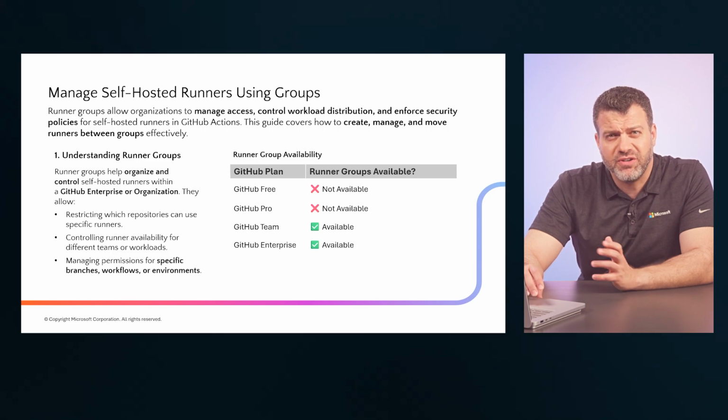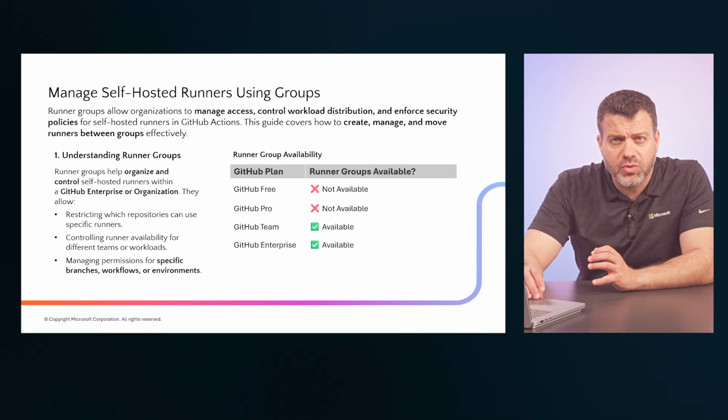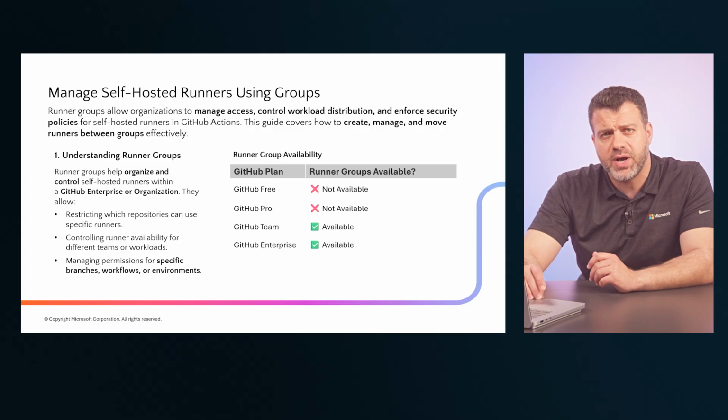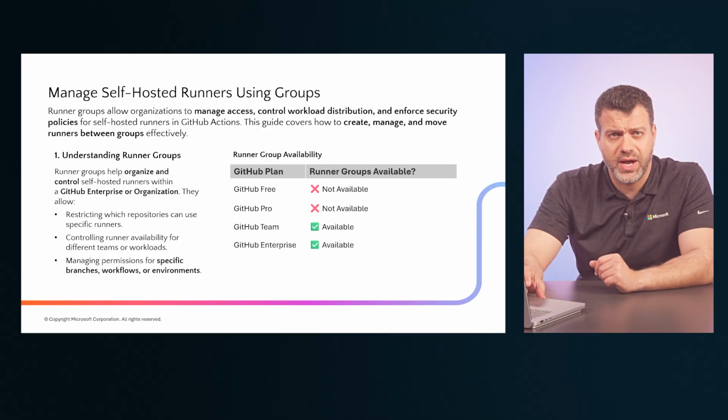For example, you can reserve high-memory runners for data workloads, limit production runners to deployment workflows, or restrict sensitive runners to trusted repositories only. So runner groups give you both control and isolation, which is critical at enterprise scale.